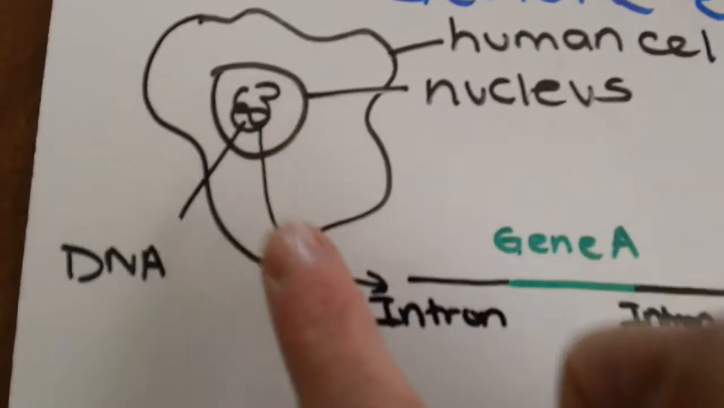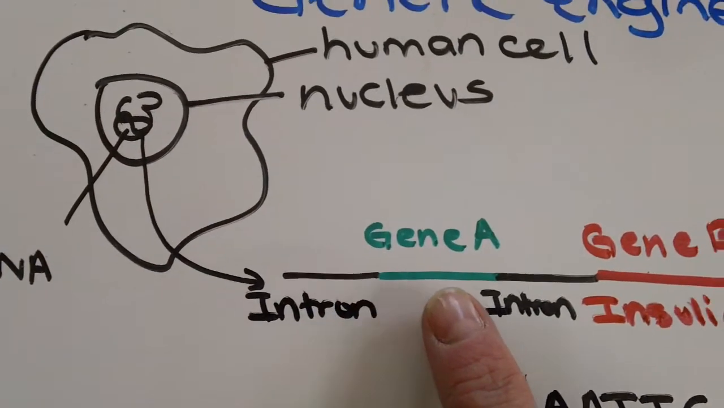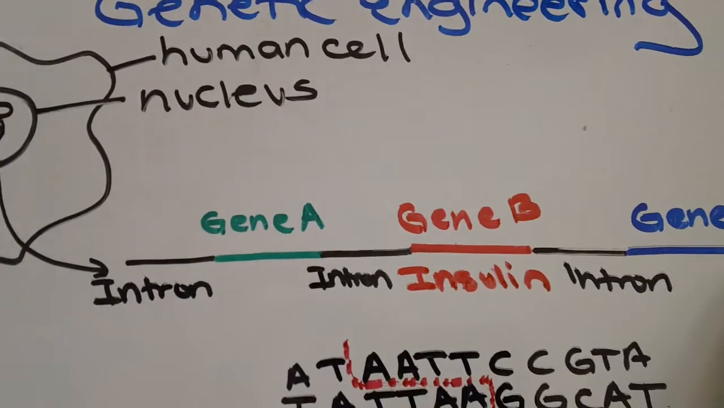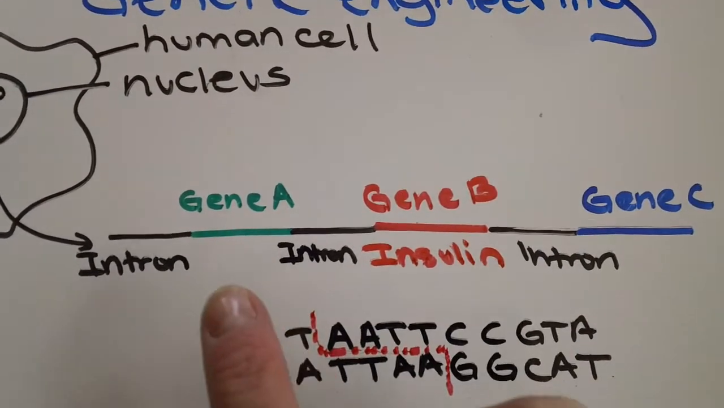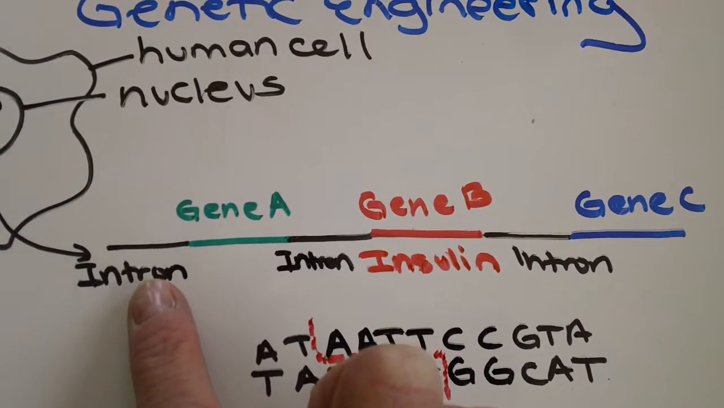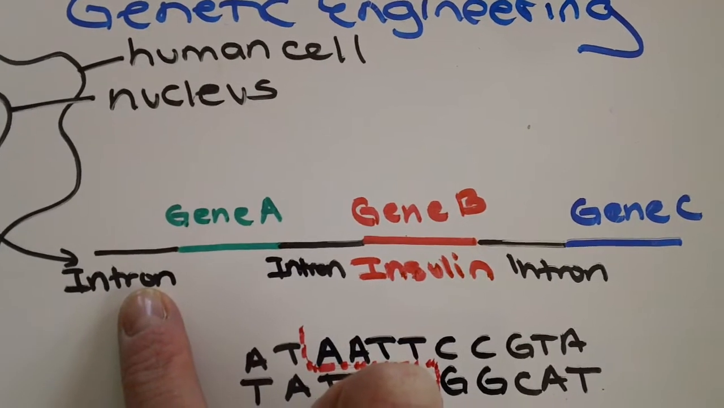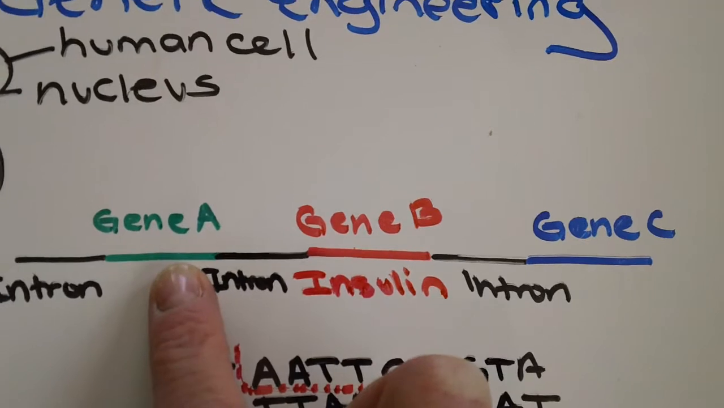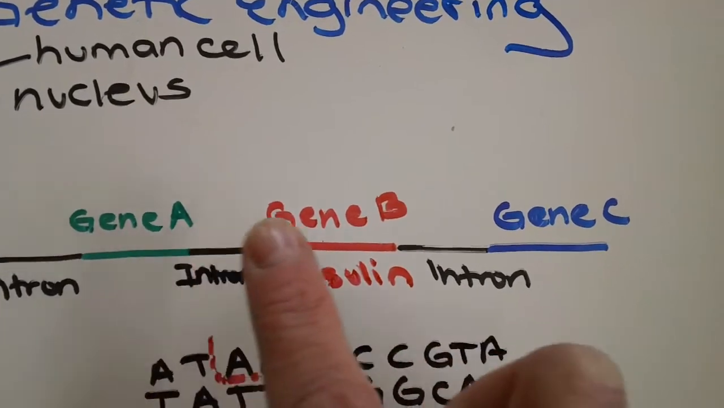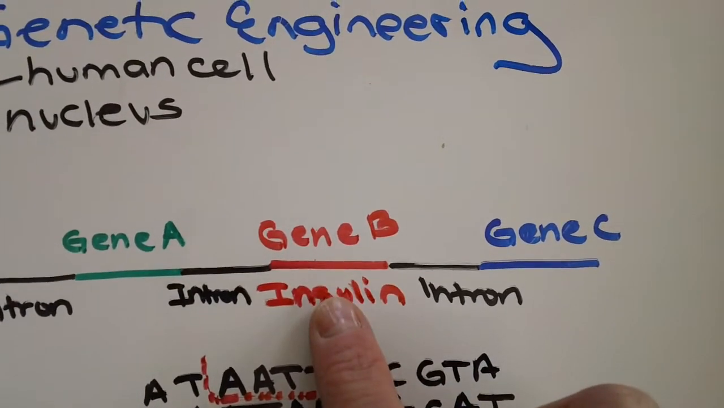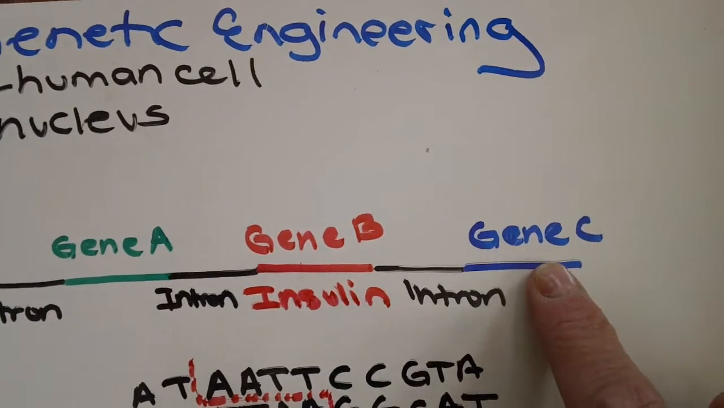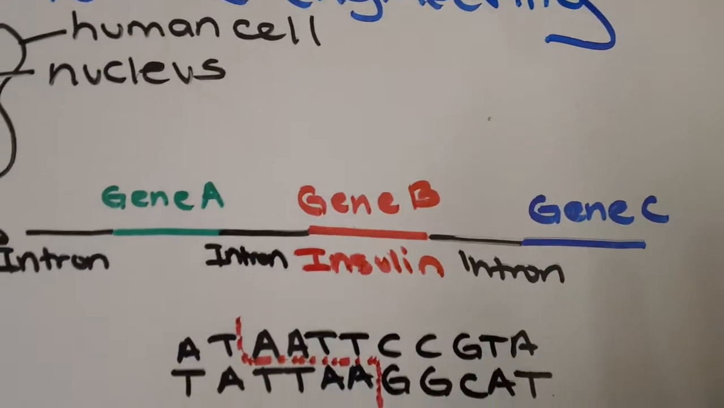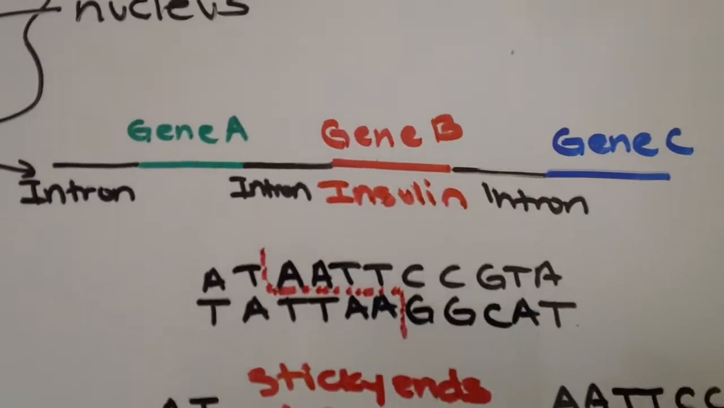Now, I drew this here to illustrate what the DNA could look like if I was to stretch it out. And inside your DNA, you have sections that are not used to create proteins called introns. And then you have different sections representing different genes. So it could be a gene for hemoglobin, a gene for insulin, a gene for antibody, whatever it might be, but different genes for different proteins.